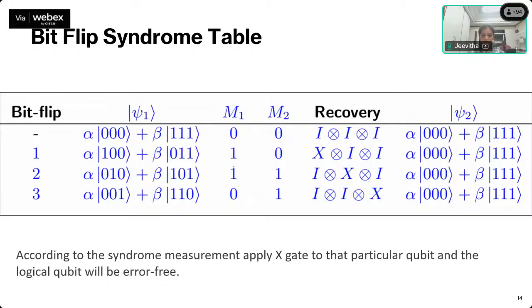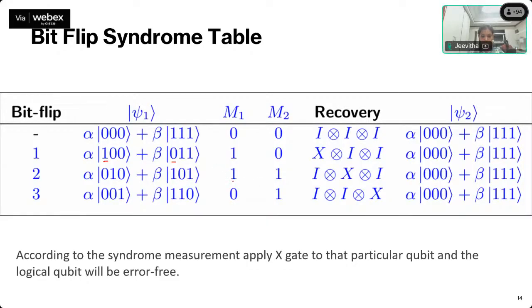If the syndrome measurement is 1 and 0, it means that an error has occurred in the first qubit. You can just see the bit flip here, 0 to 1 and 1 to 0. So for the recovery, I apply an X gate on my first qubit only. When you apply this, you get back your error-free qubit.